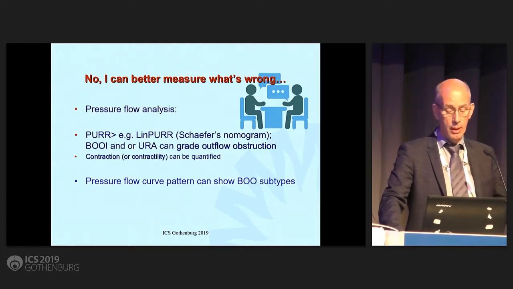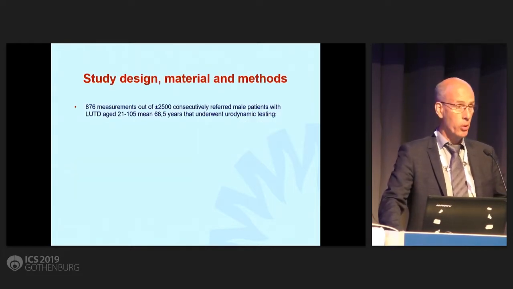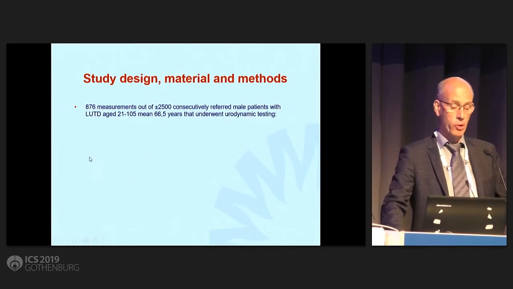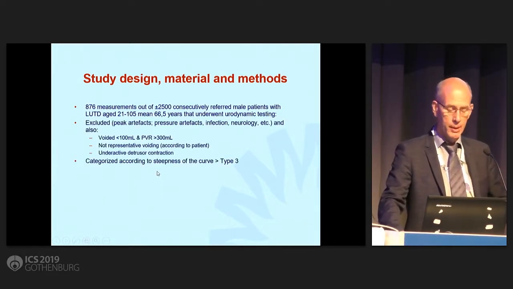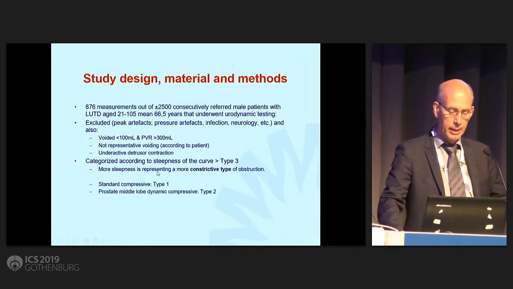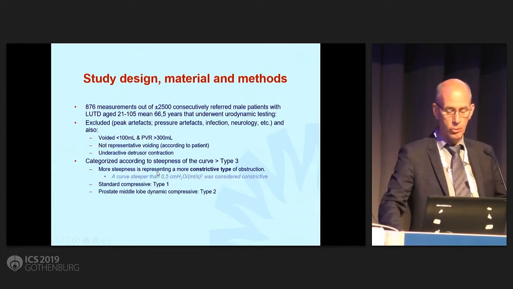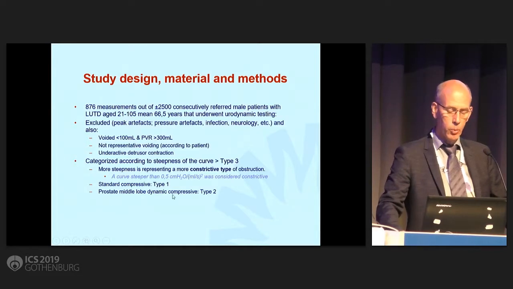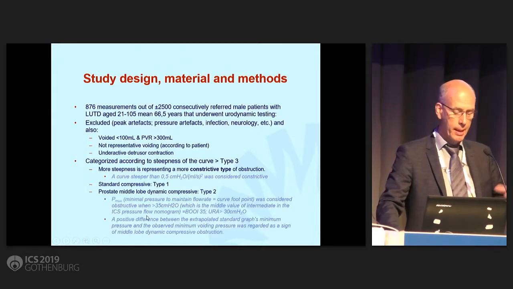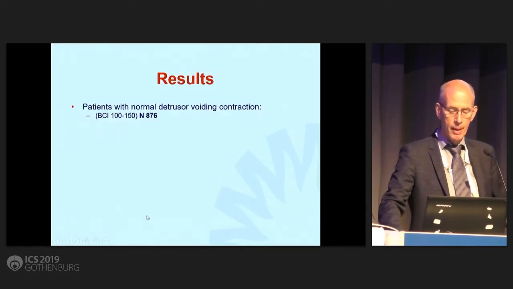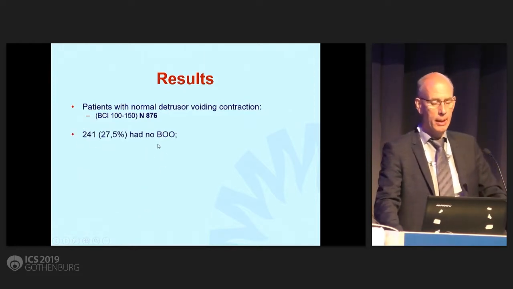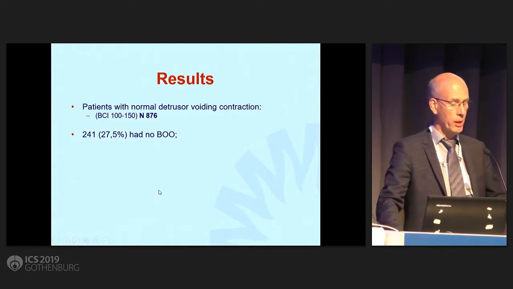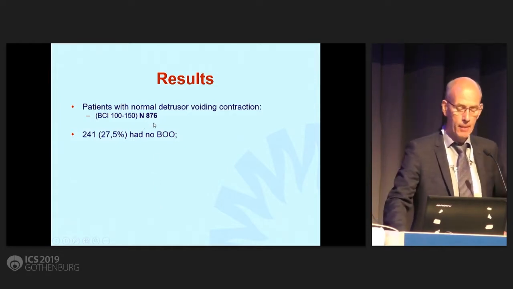And then I have shown that there are subtypes. So I looked into almost 900 urodynamic tests, and they all voided within limits and good. And then I have those three categories, type 3 and type 1. And there's some mathematics behind that. I will save the time. And what did I see? 25% had no bladder outflow obstruction, and the patients referred to me out of these.